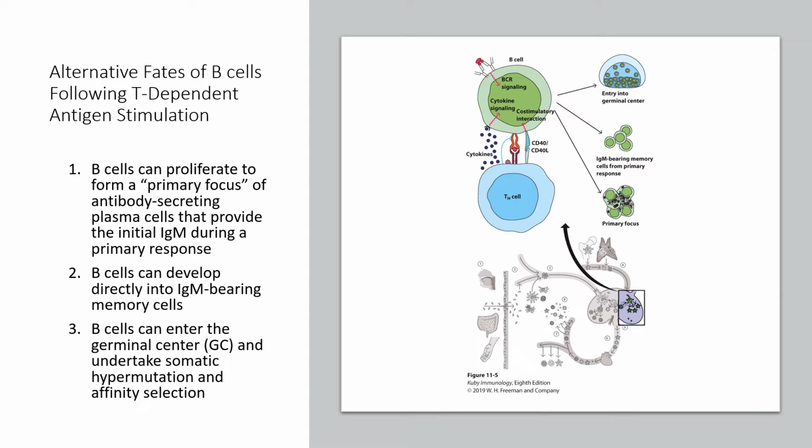Or they can enter the germinal center, where they undergo two processes. We'll learn about these in more detail. Somatic hypermutation and affinity selection. Big words. Magic happens. Germinal center. Good. We'll figure out what that magic is shortly. Probably not all of it today.